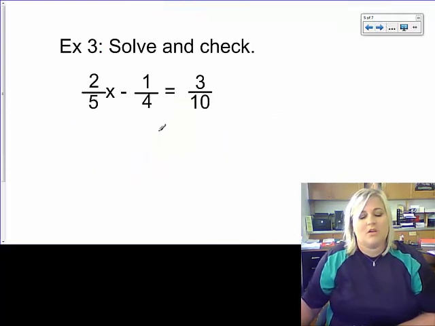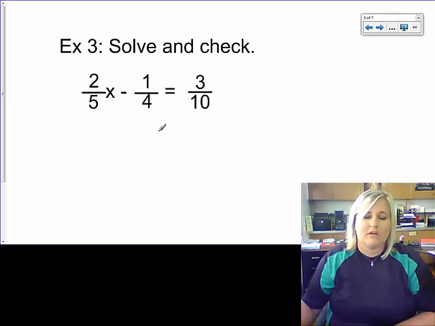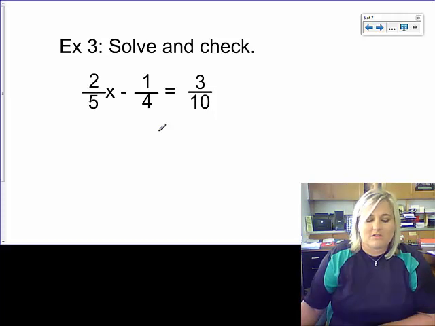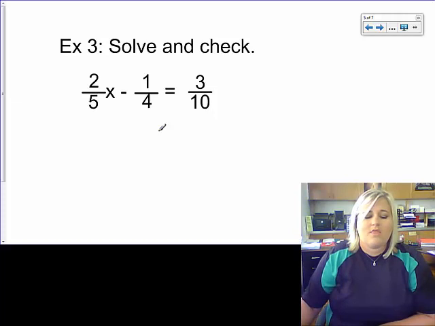On this one, solve and check. This is something that I'm just going to show you a little trick on how to keep yourself from having to do common denominators, because I know that as soon as I turned the page here and you saw that there were fractions, you went, fractions? I don't know how to do that. Okay? Yes, you do. And I'm going to show you a quick way to get rid of those fractions so that you don't have to worry about it.